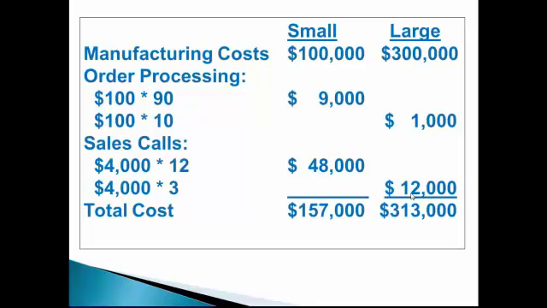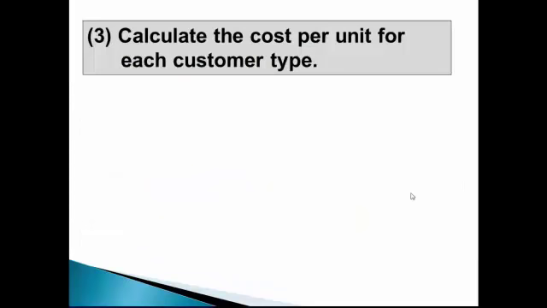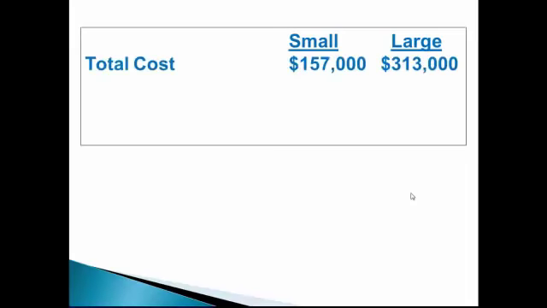Now, because the large retailer orders 3 times as many units as the small shops, it would be a good idea to make the calculation that we're told to do in question 3, and that is calculate the cost per unit for each customer type. This would include the direct costs and the allocated costs. So we can begin for each of those customer types with the total cost. So you could just continue from here to calculate this.